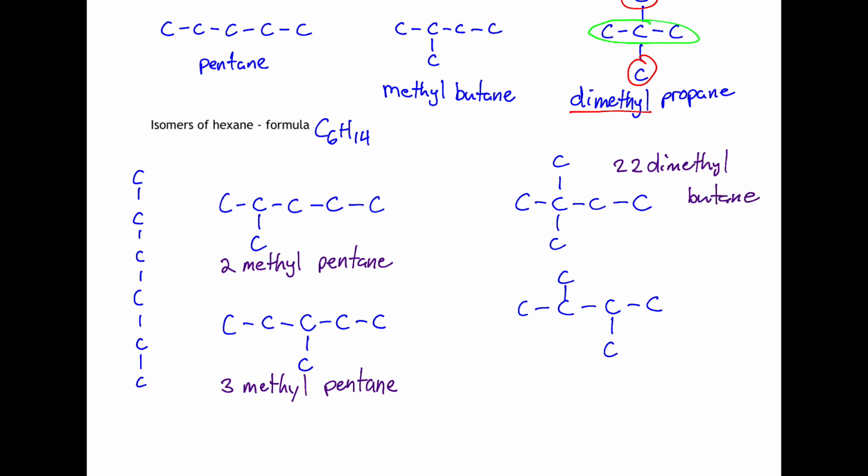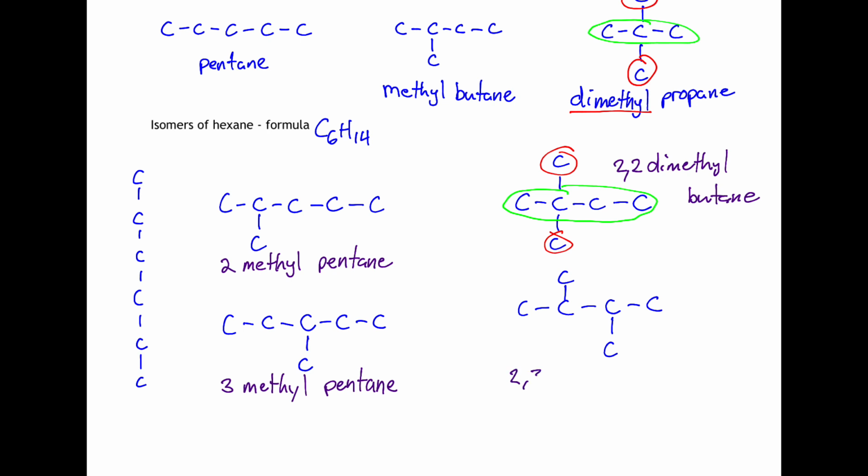2,2-dimethylbutane. 2,2-dimethylbutane. In other words, I have my butane chain and 2 methyl groups, both of them on carbon number 2. And almost the same name, but only a number change.